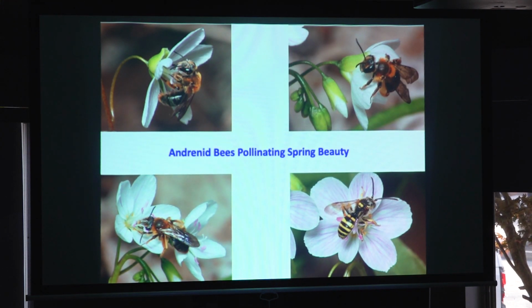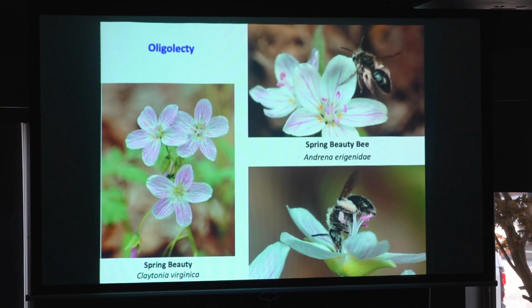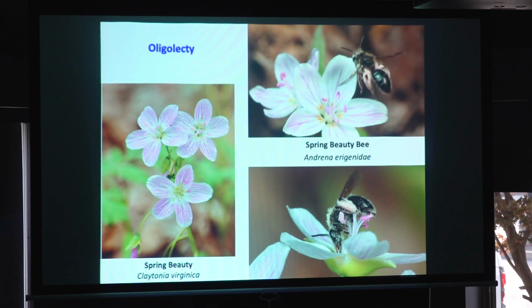Here's our examples of andrenid bees pollinating spring beauty. All these are different species using the same wildflower that can be found in the woods. But here's one, the spring beauty bee, that can only use this flower. That's called oligolecty, when a bee is limited to one particular flower or one genus.